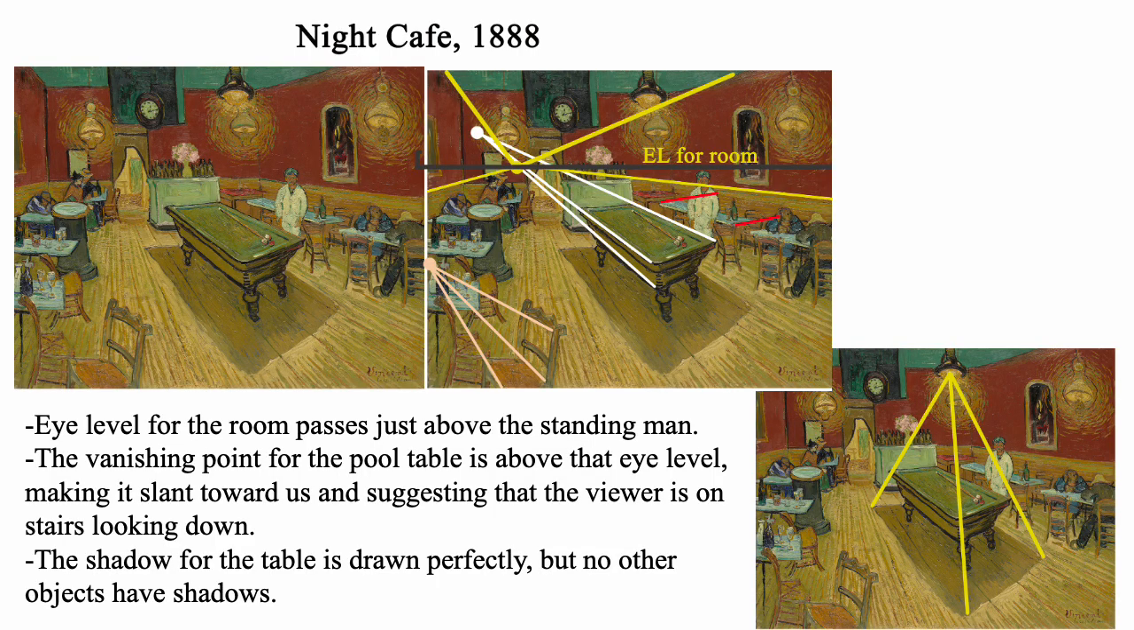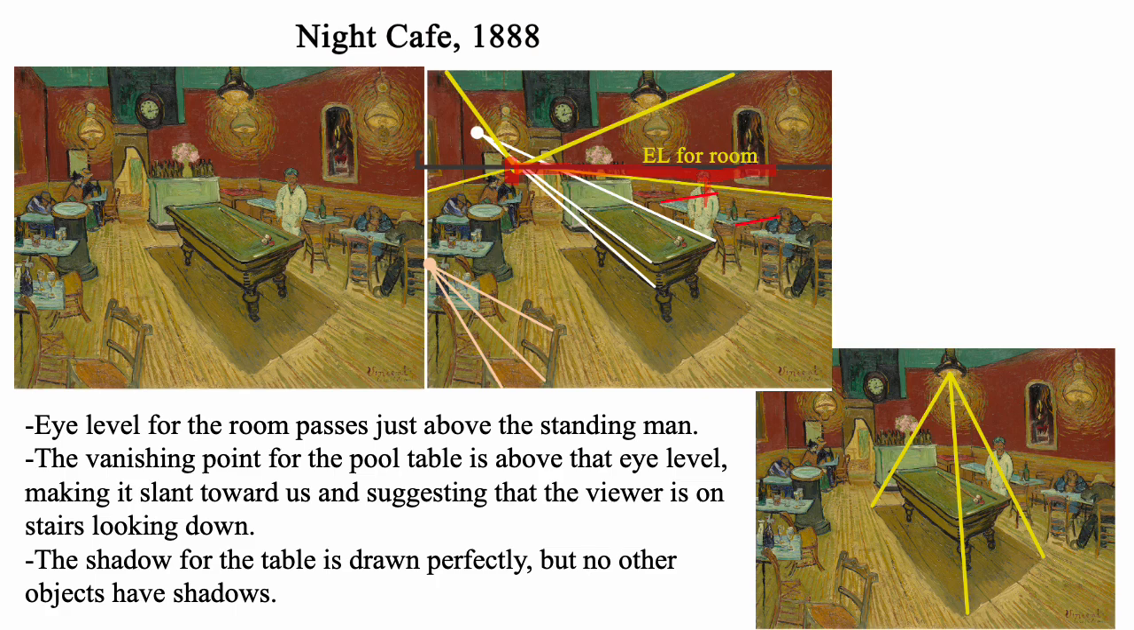In his Night Café painting, the mood is dreary and depressing, especially with the sickly greenish-yellow colors. And the vanishing point for the room right here indicates that eye level passes just above the man standing here, suggesting that the viewer is standing on the floor.